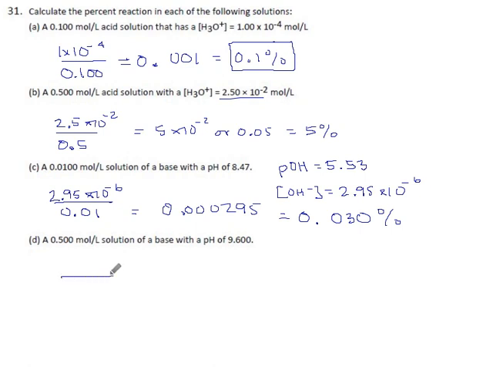And for this last one, we have a base. Its original concentration was 0.5. That's how much base we put in. How much OH did we get? Well, pOH is 4.4. And that means the hydroxide concentration is 10 to the minus 4.4. Three significant digits, this will be 3.98 times 10 to the minus 5. So that's how much hydroxide we've made.